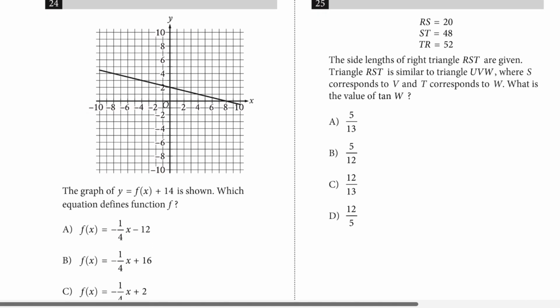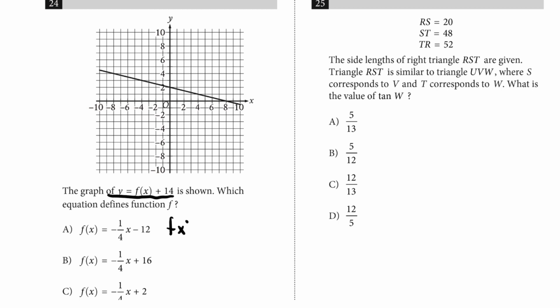Number 24. The graph of y equals f of x plus 14 is shown. Which equation defines function f? We know that we're looking for f of x. So if we were to get f of x by itself in this equation, it would be f of x equals y minus 14. We're going to find the equation of the line shown above and then subtract 14 from it to find out what f of x is.